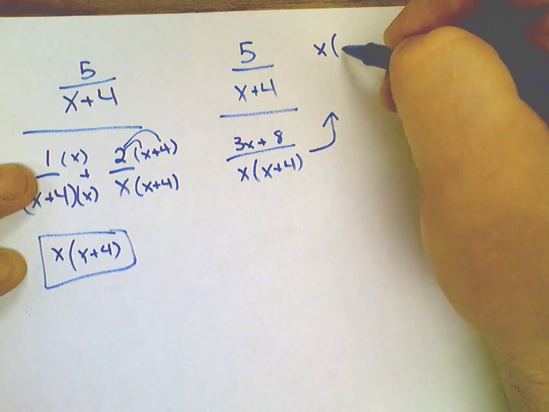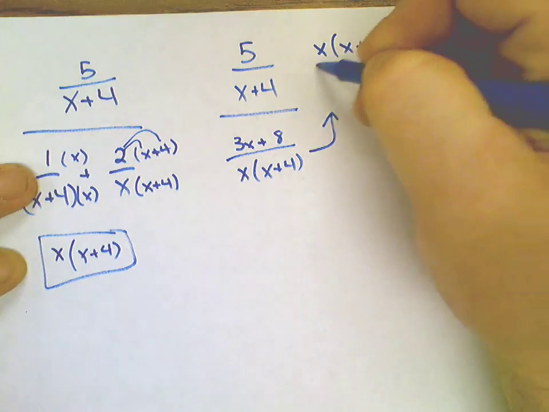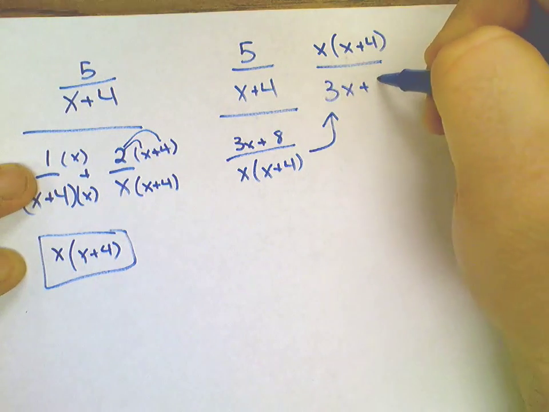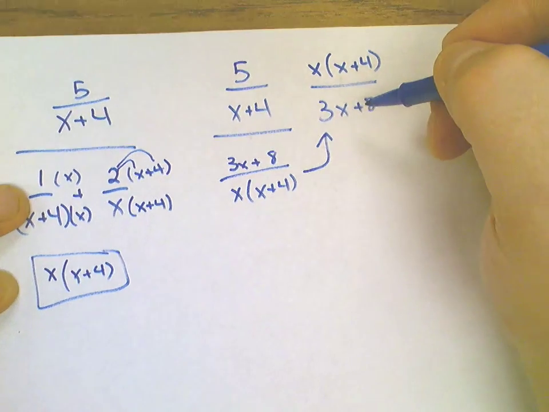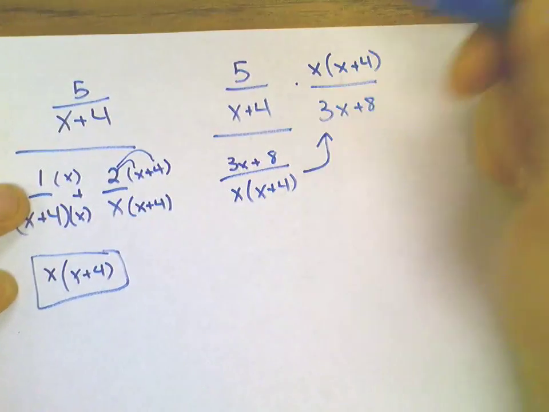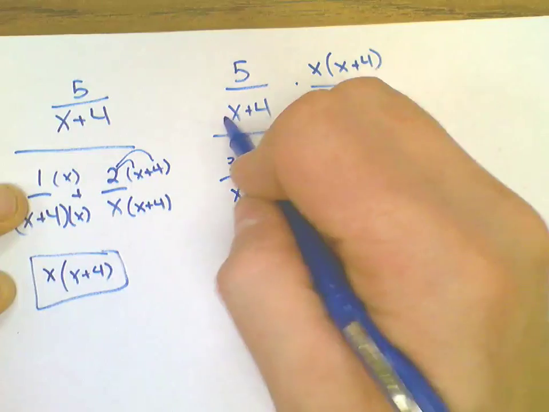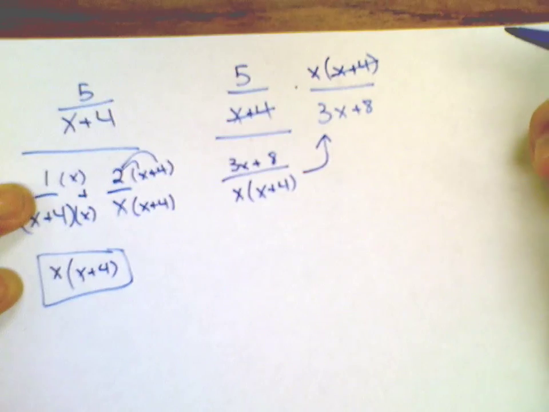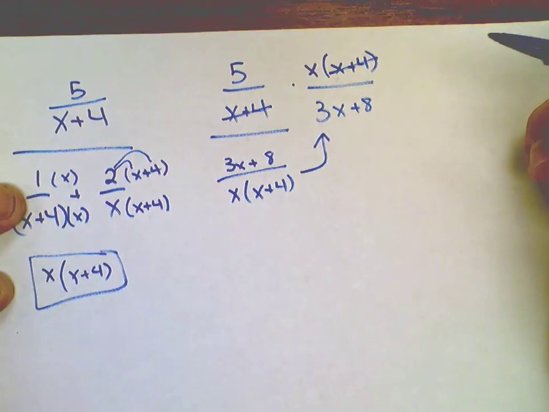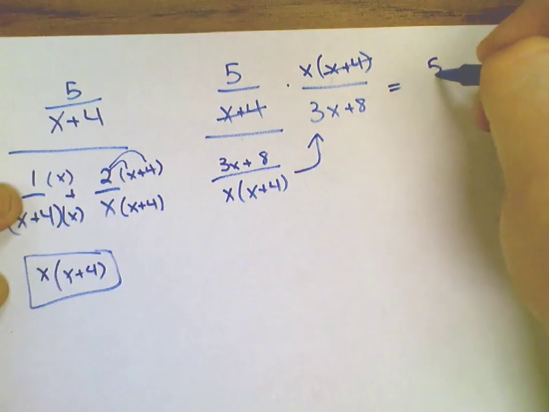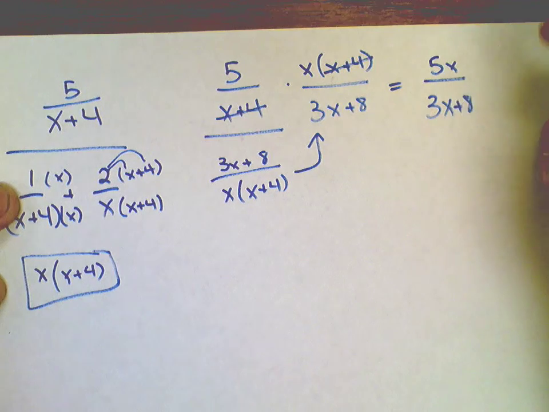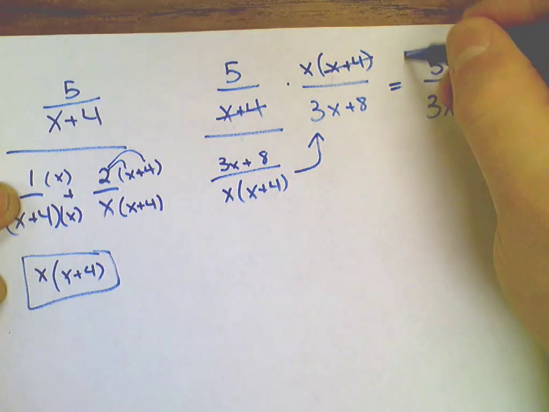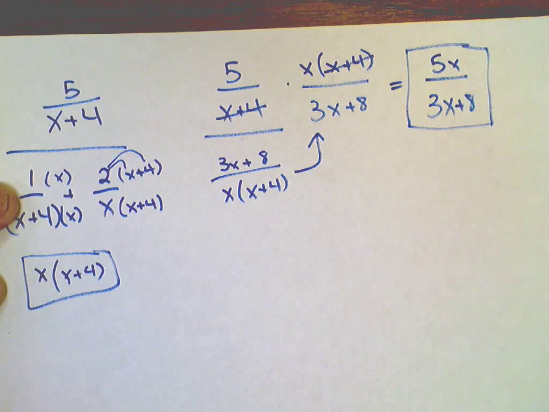Move that to the top, and you flip it. So it looks like that when we moved it to the top and flipped it. And then we can just multiply and see what cancels. So that's going to cancel with that. And that's really the only thing that cancels, so we rewrite what we have left: 5x over 3x plus 8. And that would be your final answer for that complex fraction.